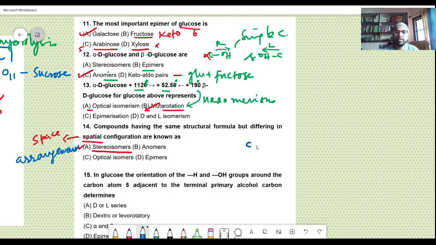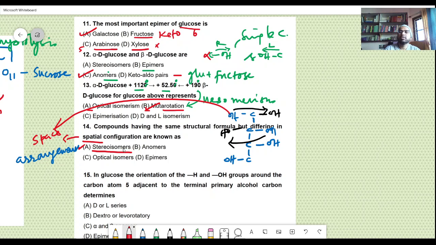For example, if you have a carbon, OH may be written like this. The next carbon atom, OH may be written like this. In the next carbon atom, OH may be written like this. So the changes may occur. In the next you can have OH here, in the next you can have OH here. So this can change over there. This is the kind of spatial arrangement that you get.